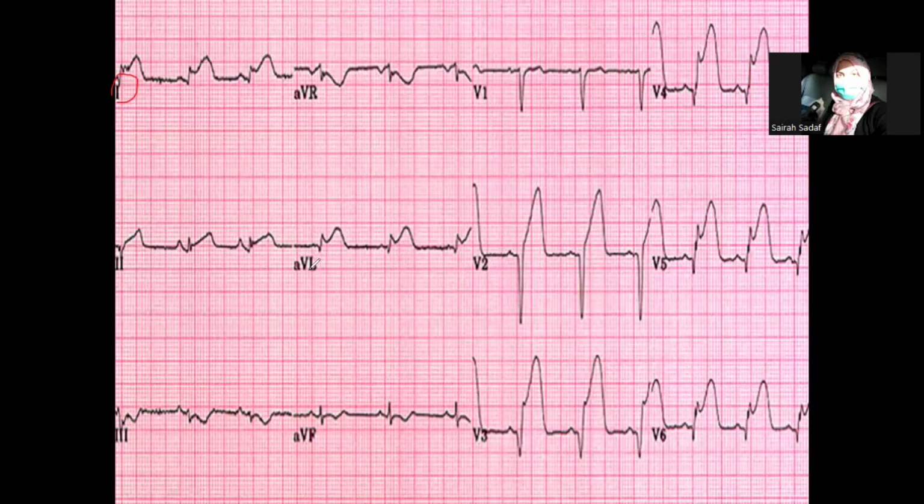One more, in AVL, V5, V6 is also involved. These are the lateral leads. Now also in V3, V4, these are the anterior leads. So let's see what this is. In my opinion, it looks like, okay, you're saying anterolateral. Yes, it looks like anterolateral. Oh, yes, it is anterolateral. Yes, you all are right. Everyone is right.